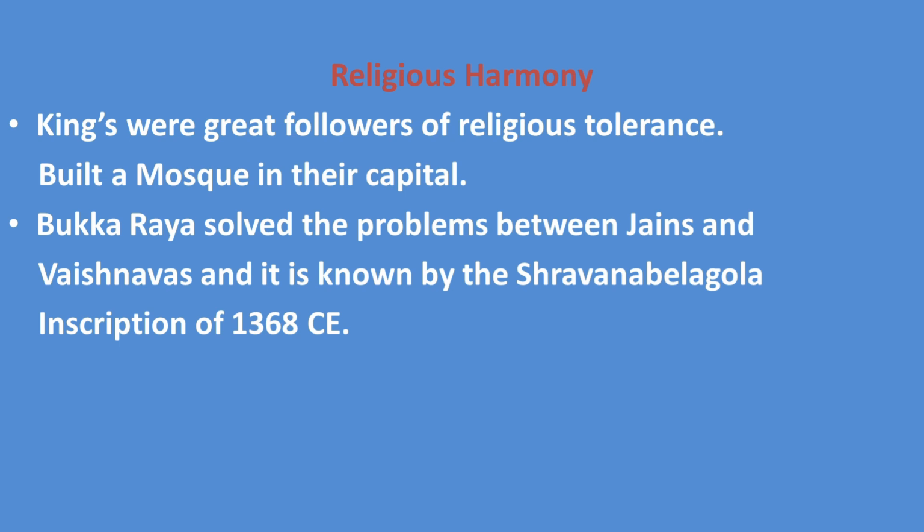Religious harmony. Kings of Vijayanagara kingdom were great followers of religious tolerance. They built a mosque in their capital. The Shravanabelagola inscription of 1368 CE tells us that Bukkaraya solved differences of opinions between Jains and Vaishnavas. There was misunderstanding between Jains and Vaishnavas and it was solved by Bukkaraya.